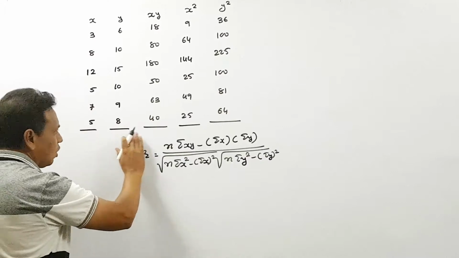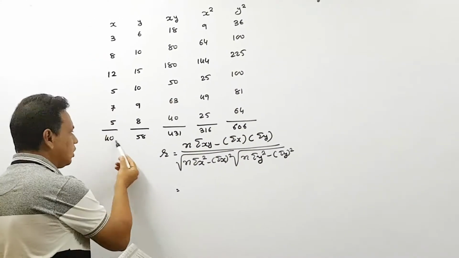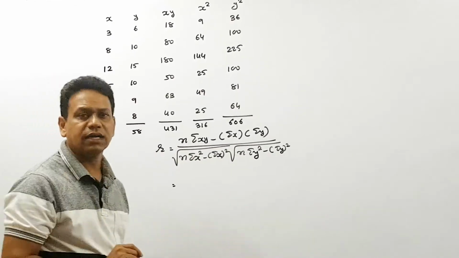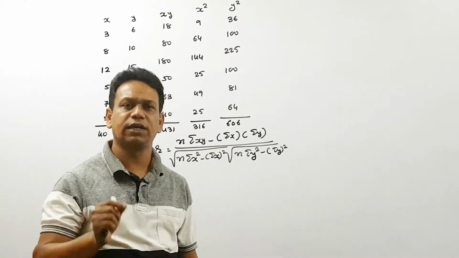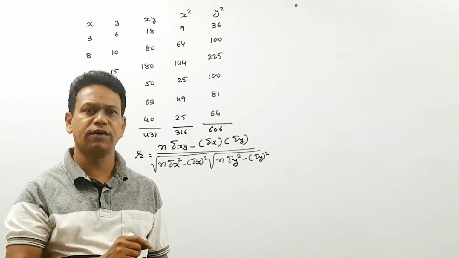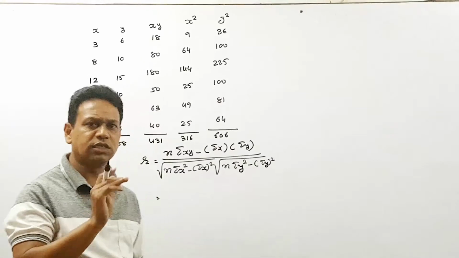Now I need the total of all the columns. After having totals of all the columns, we have to mention our formula. R is equal to n sum of xy minus sum of x into sum of y divided by first root of n sum of x square minus sum of x whole square, other root of n sum of y square minus sum of y the whole square. This is the formula.